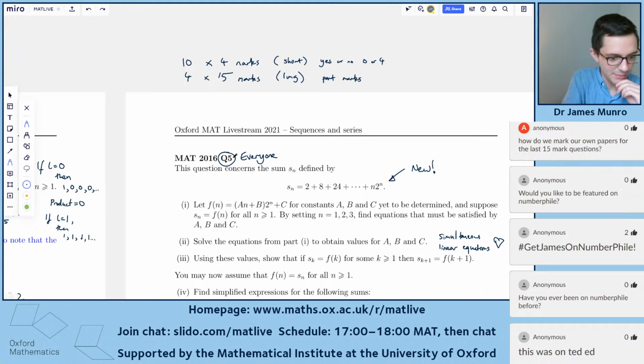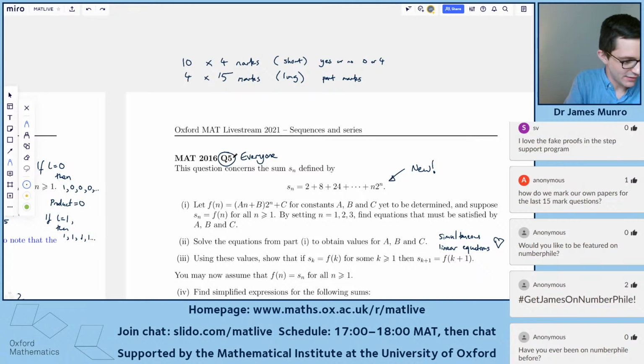How do we mark our own papers for the last 15 mock questions? Oh, you don't mark your own papers. I mark your papers. I get my army of graduate students to mark your papers. Don't worry about it. If you're thinking about past papers for practice, there are solutions on the MAT website. If your solution is roughly correct and looks like the web solution, I'd give yourself the points on your practice paper. You deserve it. If you got about halfway, then about half the marks. If you're marking your own things for practice, then be honest with yourself. How far through the question do you think you got?